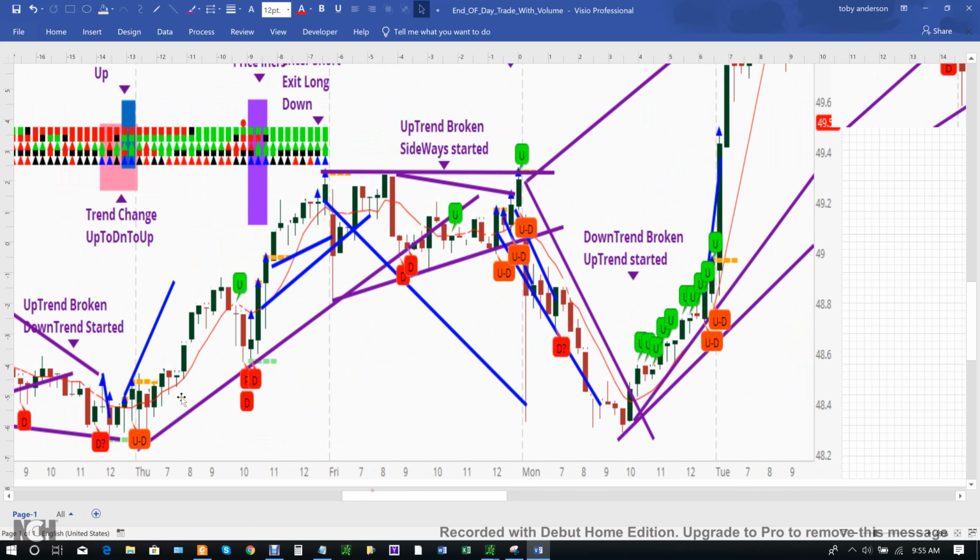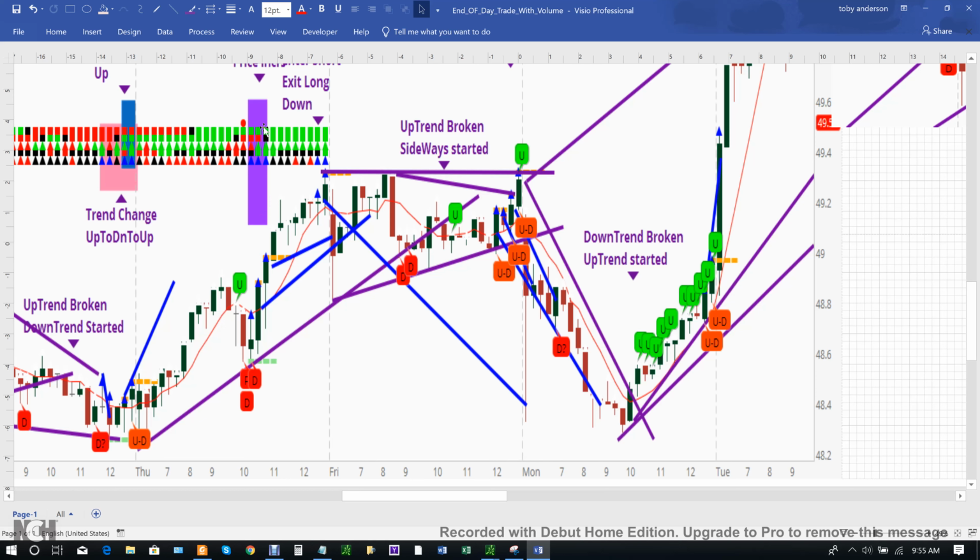So in this case, you would have bought in at about 48.4, and you would have exited out at about, the first blue bar was around here, so maybe there, 48.7. You would have made like 30 cents, which is about 7%.